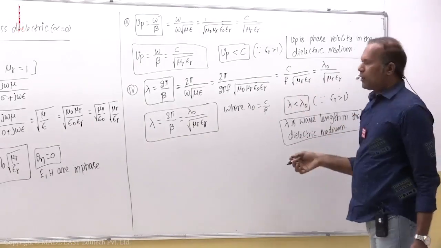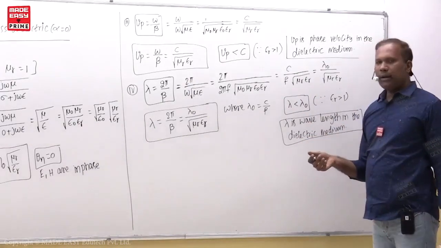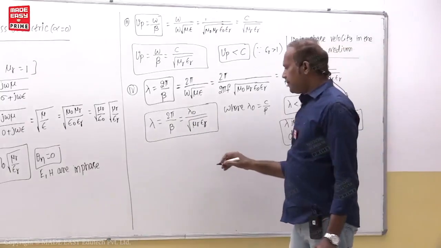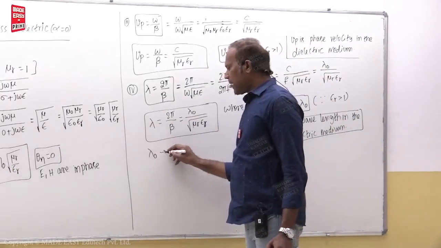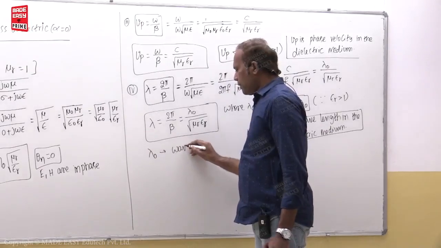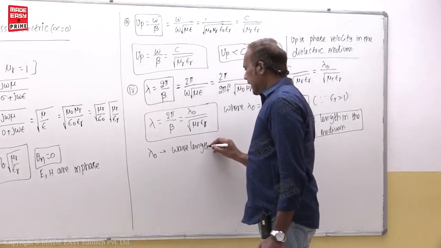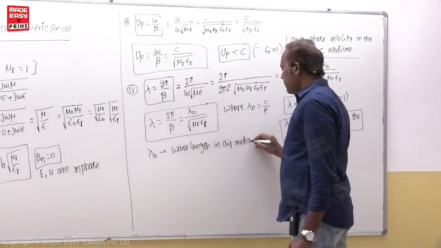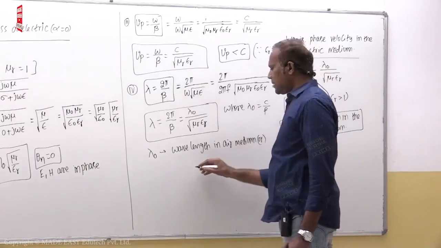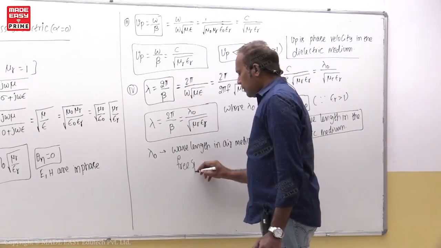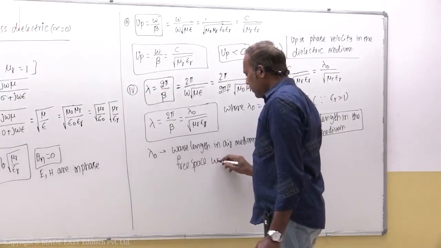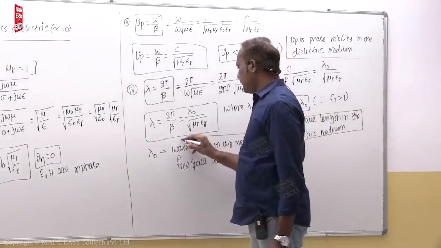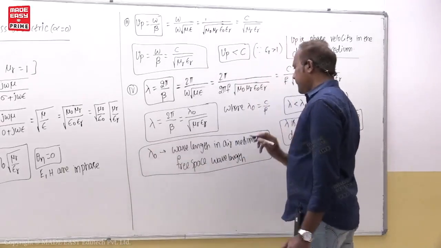Already in the previous case I wrote lambda naught is the wavelength in air medium, or otherwise free space wavelength. It is also called free space wavelength. Okay, that is the meaning of that.